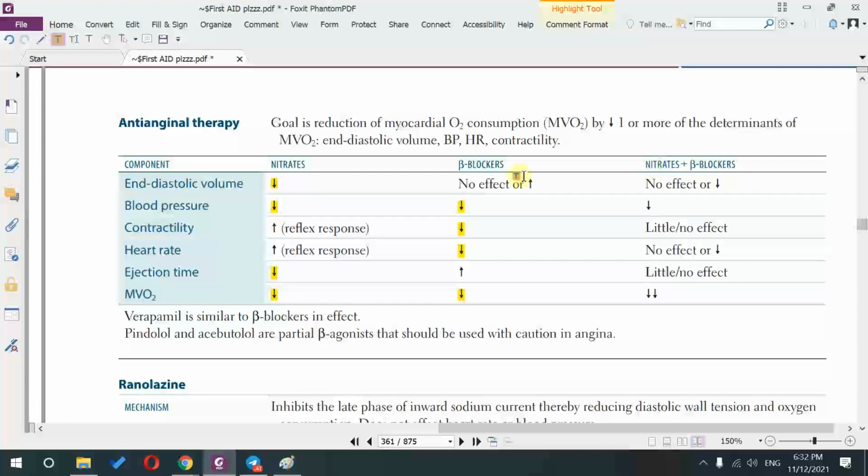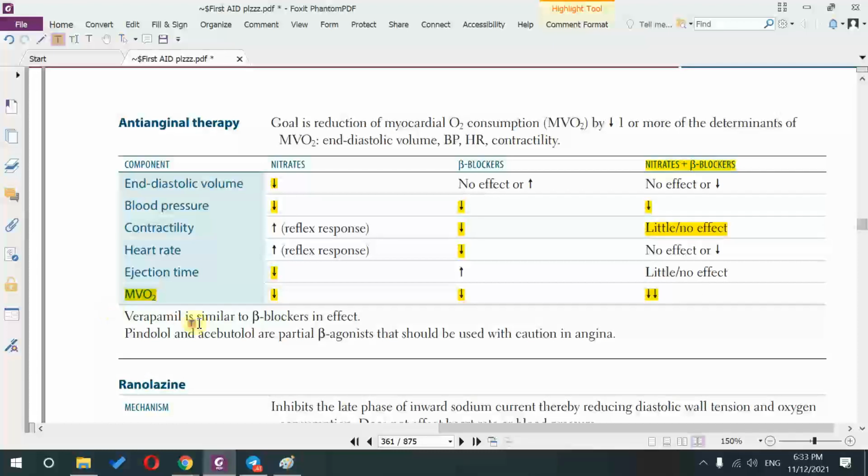Okay, so we have these nitrates and beta blockers. If we give them together, the end diastolic volume, there will be no effect, it will be going down a little bit. If we speak about the blood pressure, it will go down, obviously. Why? The sum of the two effects. The contractility will be little or no effect because of the sum of two effects. The heart rate, the same deal. The ejection fraction, the same deal. But overall, MVO2, which is the amount of consumption of the O2, will go down significantly, and that's what we want.